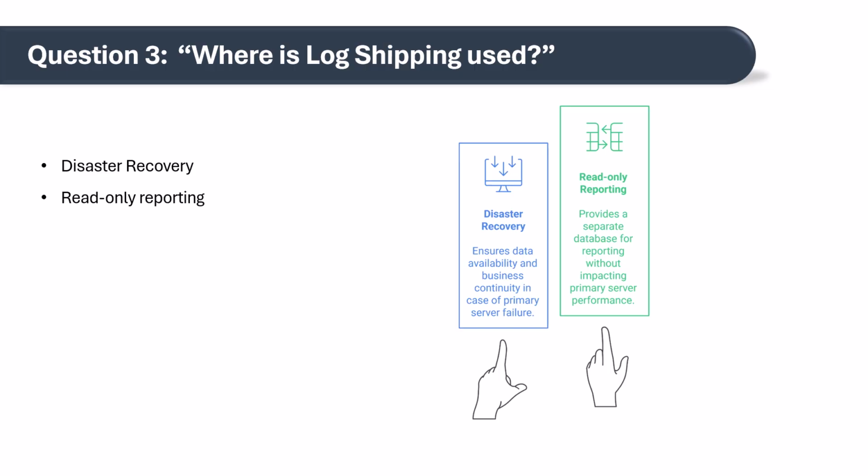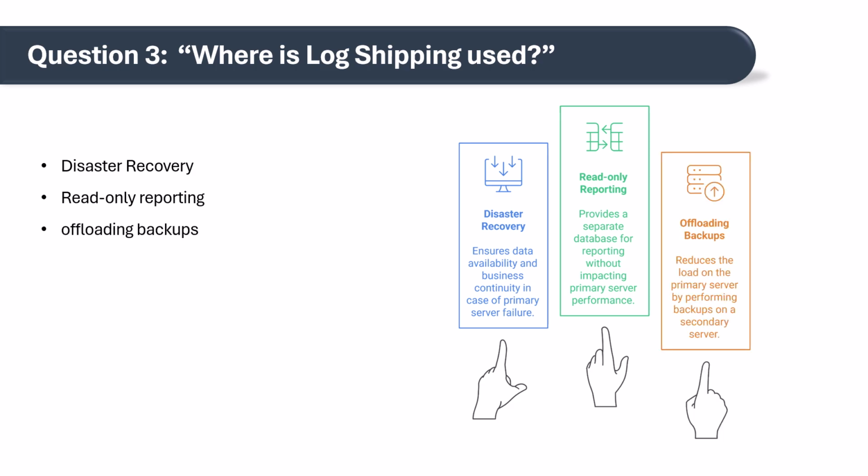Second can be read-only reporting. Like if you want to run some reports on the secondary server, the main server stays fast. So users can view the data without slowing production. And the third can be offloading backups. If you want to take a backup of any data, you can do it on the secondary server instead of the main one. So this improves main server performance. In this way, we can use log shipping for multiple purposes.